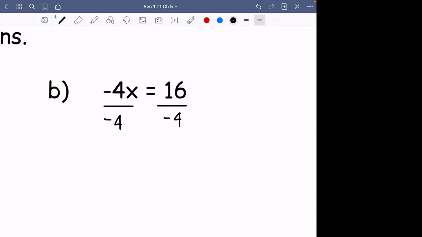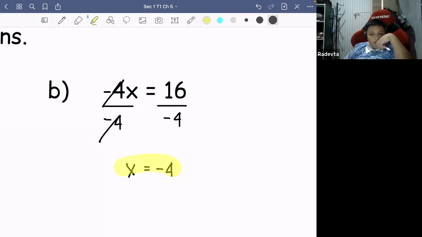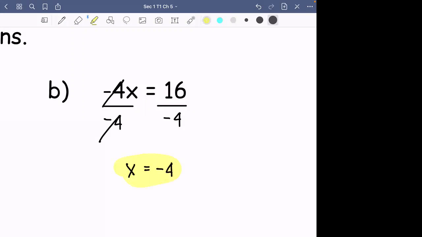So what do you get? Negative 4 is cancelled out. So x is equal to, what is 16 divided by negative 4? Your answer is negative 4. That's it. x is equal to negative 4.